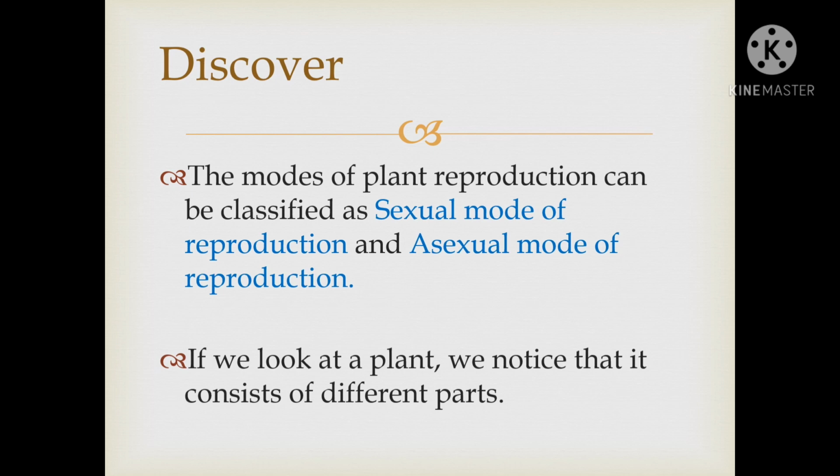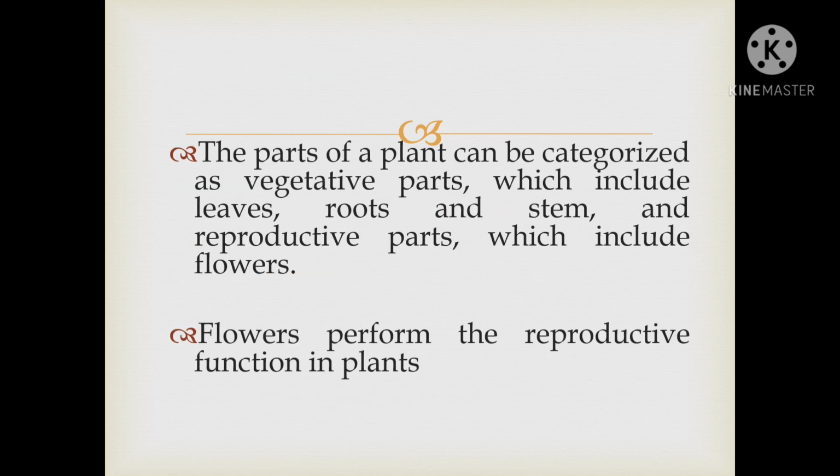The modes of plant reproduction can be classified as sexual mode of reproduction and asexual mode of reproduction. If we look at a plant, we notice that it consists of different parts. The parts of a plant can be categorized as vegetative parts, which include leaves, roots, and stem, and reproductive parts, which include flowers. Flowers perform the reproductive function in plants.